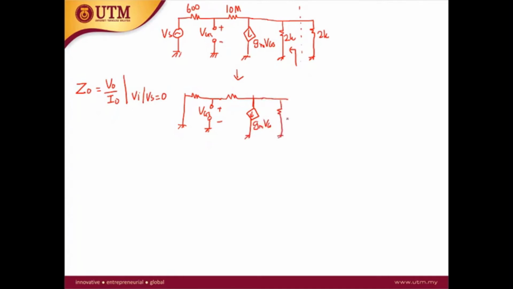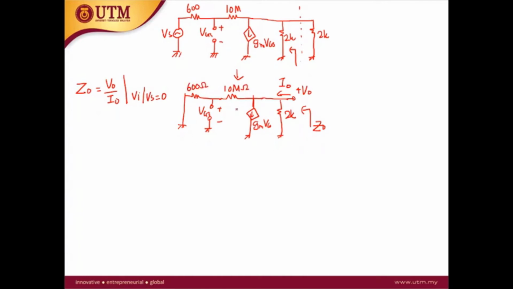This is the 2K. This is the Z out. This is plus V out. And this is the I out current. This is 10 mega ohm. This is 600 ohm.